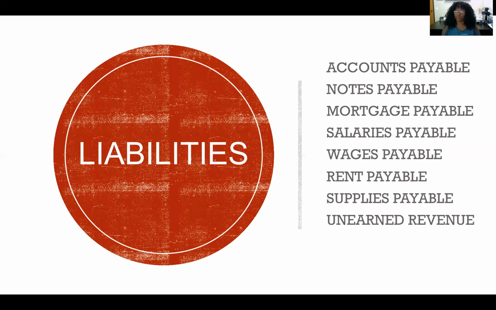Now, one thing I want you to notice about the list is that the majority of these accounts end in the word payable. So this is going to be a quick clue for you, a quick hint. If you read an account and it ends in the word payable, you can assume it is a liability. However, not all liabilities end in the word payable. As you can see on the screen, unearned revenue is a liability that doesn't end in payable. But if you're reading through a list of accounts and it says payable, you can assume it's a liability. All right, so that's a quick hint for you on the liabilities.